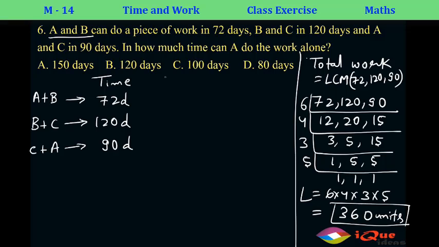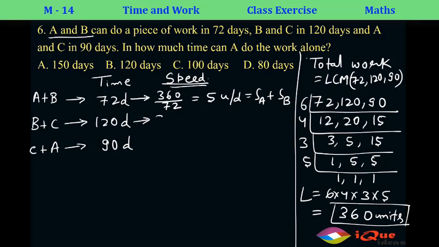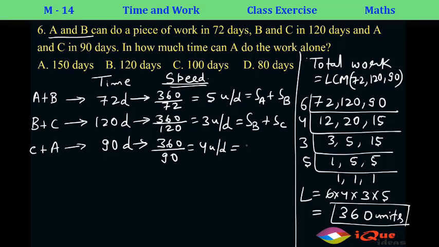Right? Now from here we can get their speeds. Right? Now let's try and understand. Combined speed of A and B together will be 360 divided by 72, which is 5 units per day. So this is speed of A plus speed of B. Alright. Now, combined speed of B and C will be 360 divided by 120, which is 3 units per day. So 3 units per day is equal to speed of B plus speed of C. And combined speed of C and A will be 360 divided by 90, which is 4 units per day. That means it is equal to speed of C plus speed of A.